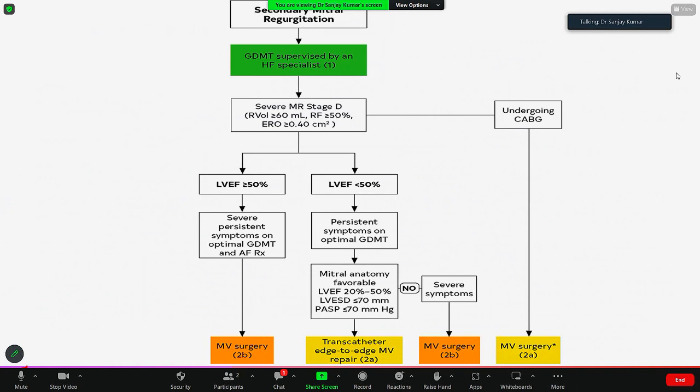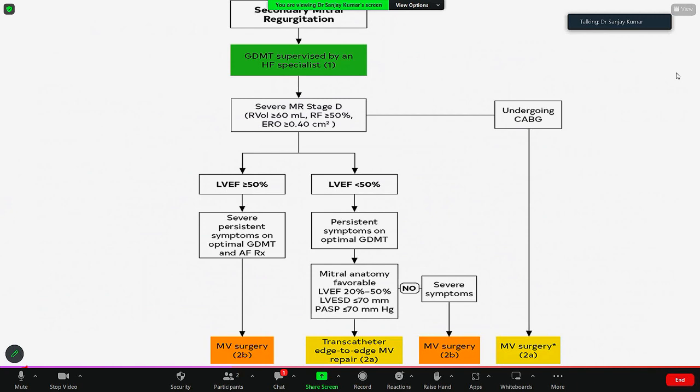If not, and the patient is severely symptomatic, then in that case the patient needs to be subjected for mitral valve surgery, which forms the class 2B indication. If the patient has severe MR and also has coronary artery occlusive disease, and is undergoing CABG for that, then in that case you must do it as a concomitant procedure, and mitral valve surgery is done, and that forms the class 2A indication.